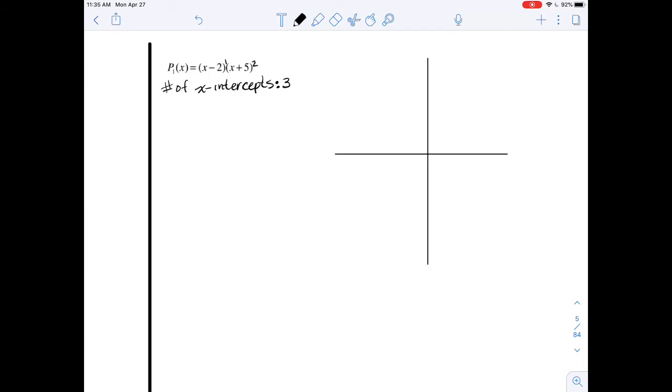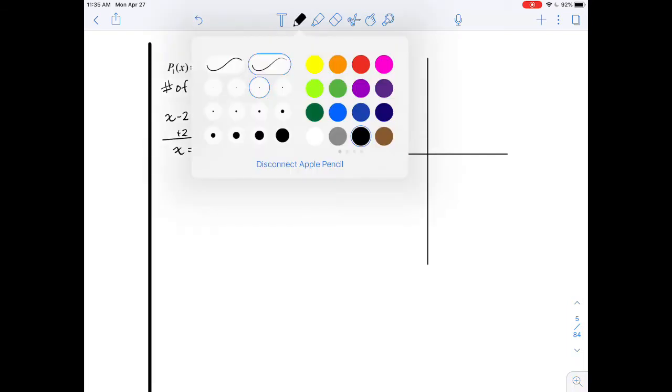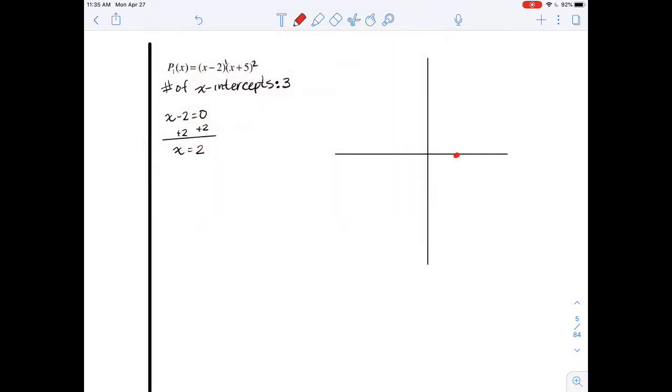So we need to solve for x to get the actual x-intercepts. So x minus 2, set it equal to 0, add 2 to both sides. So we know there's 1 at 2. And I know that the other one is x plus 5 equal to 0. So I'm going to subtract 5 from both sides. So x is equal to negative 5. So I'm going to set it over here. It's a sketch.